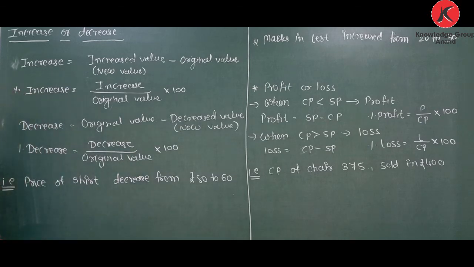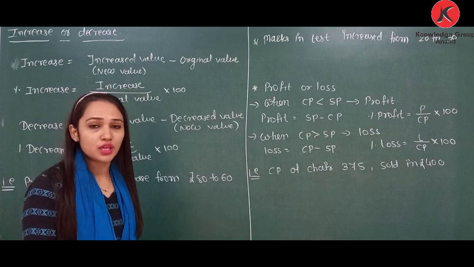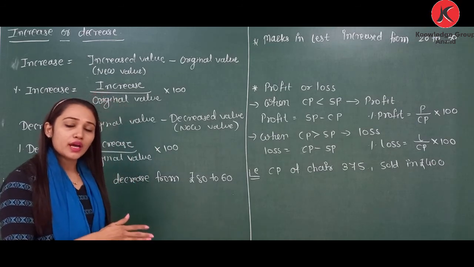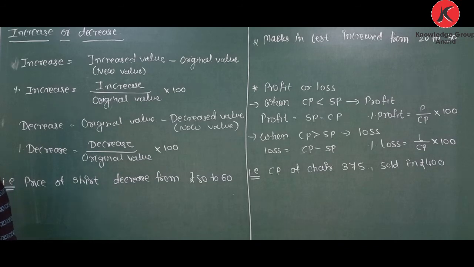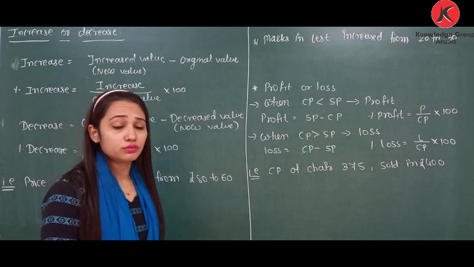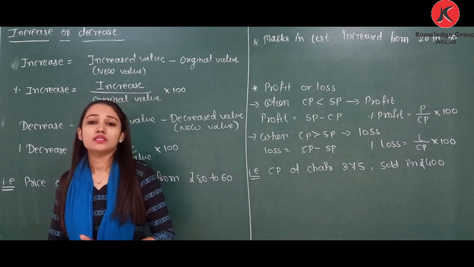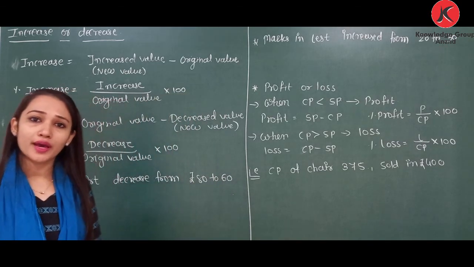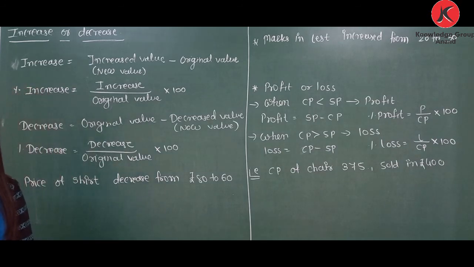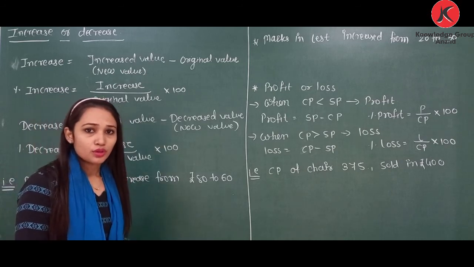So what is increase? For example, the price of a scooter is 20,000 and next year it is decreased to 15,000. So from 20,000 it decreased to 15,000. So what is the decrease? The decrease is 5,000. Same, if the population of one village is 2,000 in the first year and in the second year it is 2,500, so it is an increase in population. So how much increase? 500 is the increase.